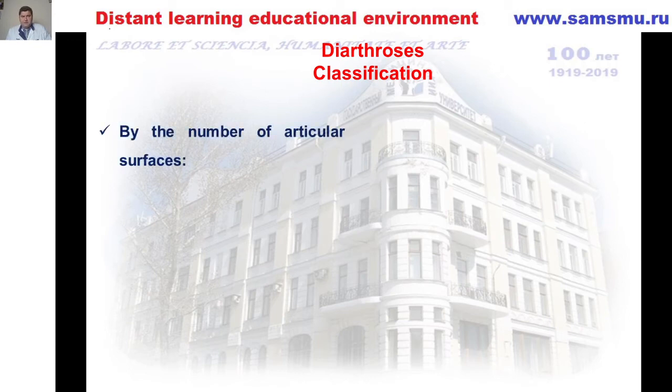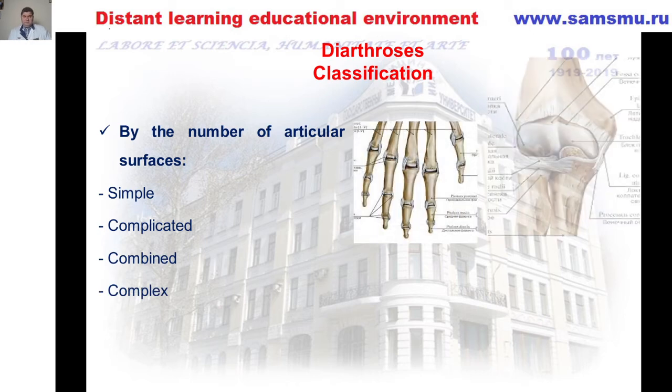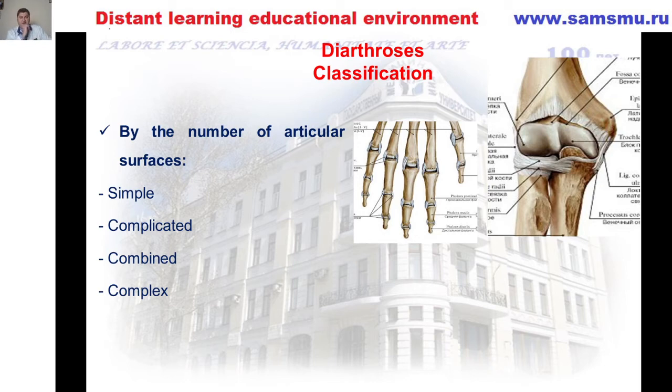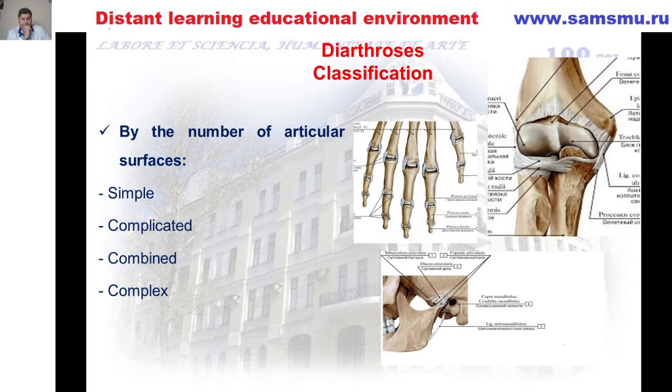So next we will talk about classification of diarthrosis. The first classification is about the number of articular surfaces. They are simple, complicated, combined and complex articulations. In a simple joint, two bones are articulated. For example, the head of the humerus and glenoid cavity. Also you can see a simple joint between two bones: the first is the metacarpal bone, and the second is the basic part of the finger bone, the proximal phalanx.